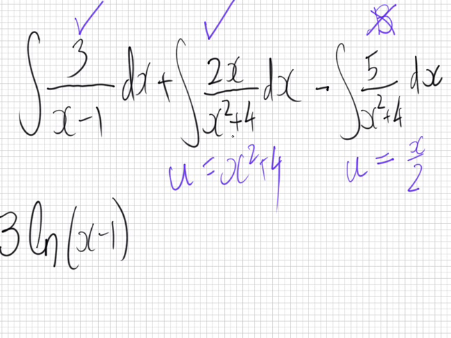Now, these two are just substitutions, okay? So you know how to do these. You say u equals this, and then du dx equals 2x. You know the process, right? So I'll just go straight to the answer for this one. It'll turn out to actually be log x squared plus 4 when you do it.